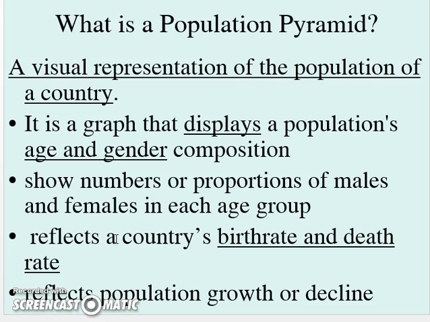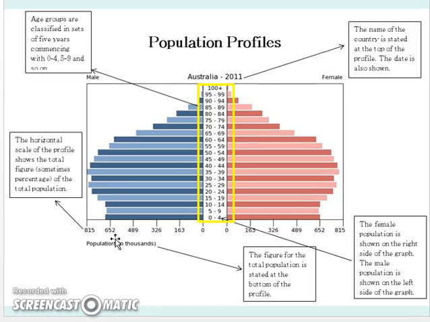All right. Again, it's a visual representation of the population of a country. It's a graph that's going to show both age and gender. And it shows numbers or proportions of males and females in each age group, so you can see the differences between both. And it reflects the birth rate and the death rate of a country. So by looking at population pyramids, we can tell a lot about what's happening with their birth rate and death rate. It's going to reflect whether a population is growing or declining.